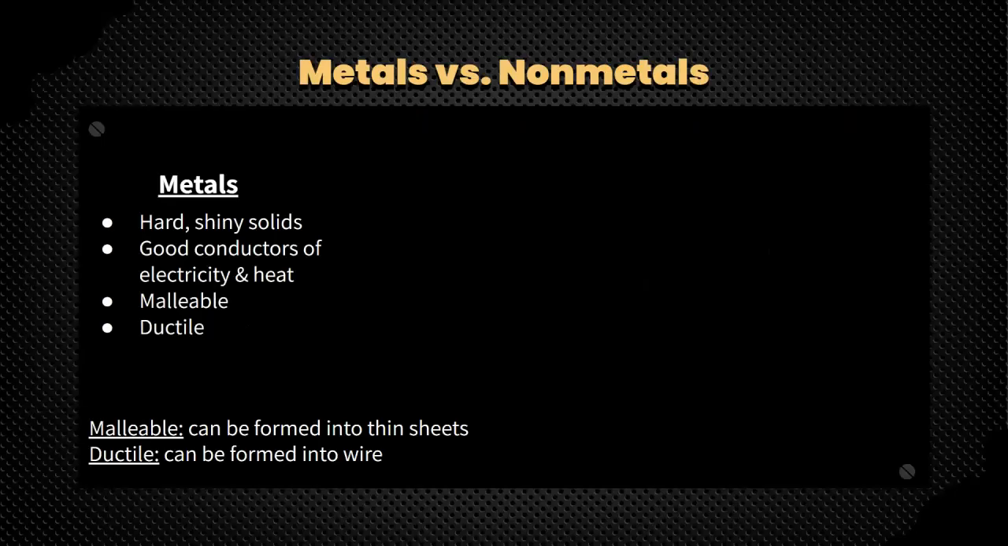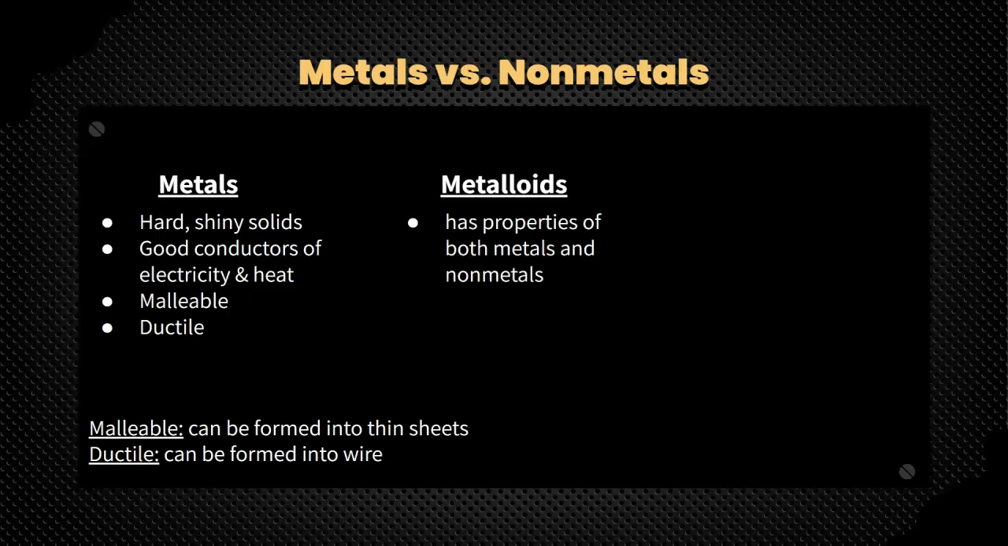Now let's talk about the different major areas of the periodic table. First, we have the metals, which are hard, shiny solids. They're good conductors of electricity and heat. They're malleable, meaning they can be formed into thin sheets. And they're ductile, meaning they can be formed into wire.